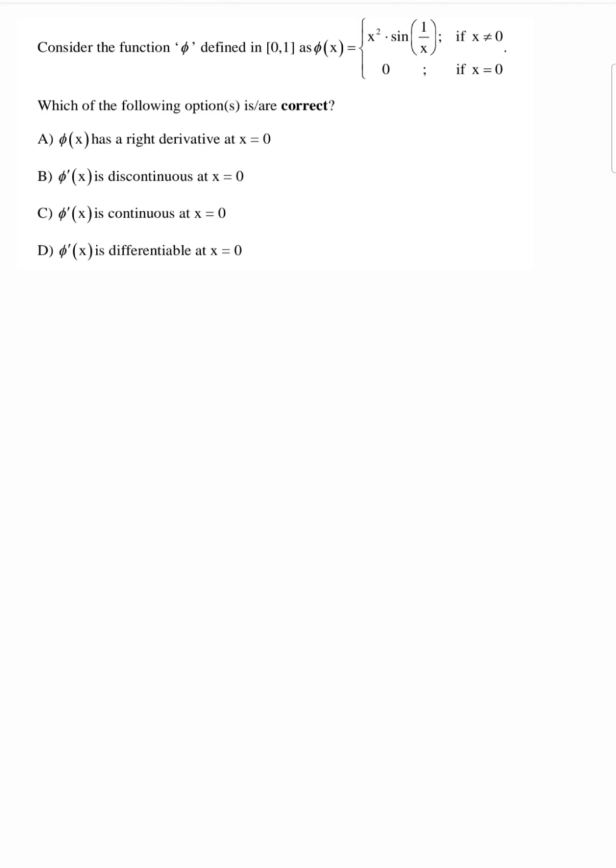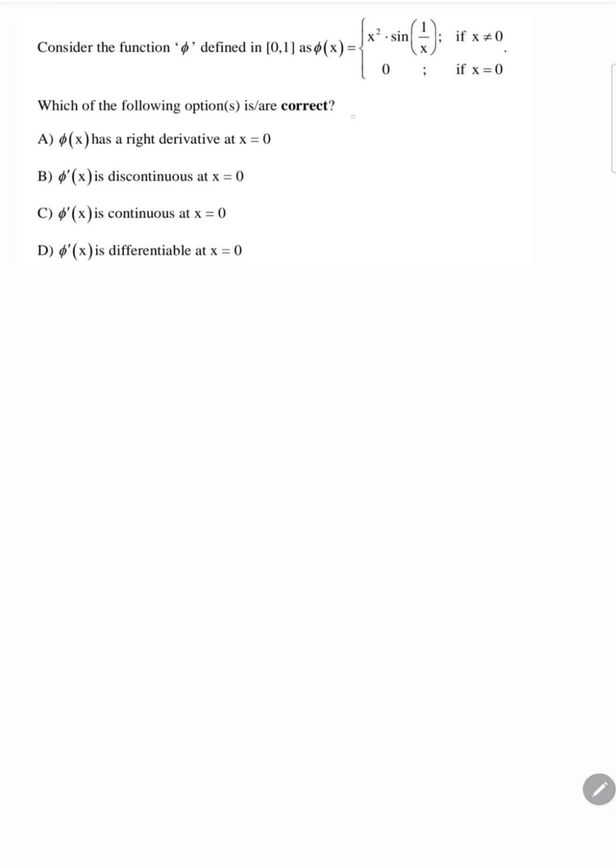So the first thing is to check whether the function is continuous at 0 or not. That's the first thing we need to check, because we know that if a function is discontinuous at a point, then automatically it is non-differentiable at that point. So first let us check whether phi of x is continuous at 0 or not.